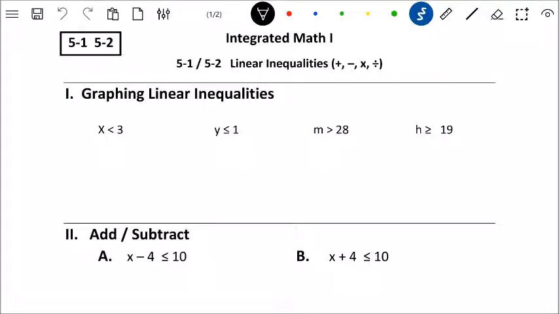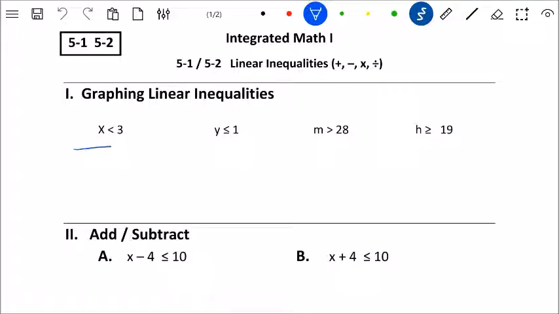Welcome. We're going to graph some linear inequalities. Let's start off with basic linear inequalities as a review and a reminder about the greater than and less than and equal to as well. So we're going to do each one of these types here with different variables, but they still matter.